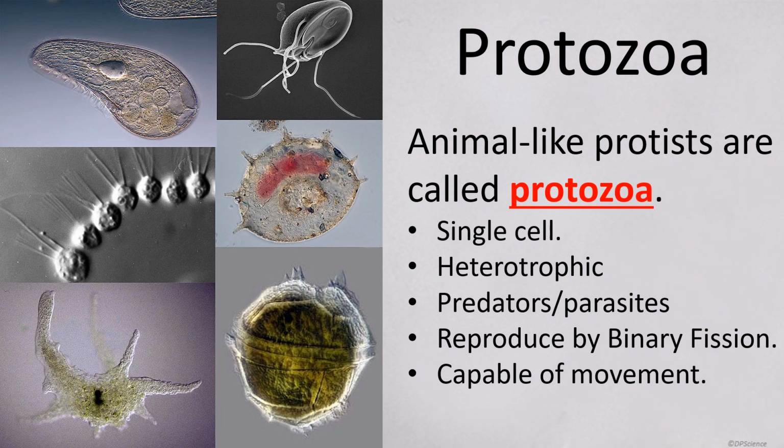One, they are single-celled. They are heterotrophic. You know, like an animal, all animals are heterotrophic. They are predators and parasites. They reproduce by binary fission. So remember, they divide themselves in half. And they also move. They're capable of movement.